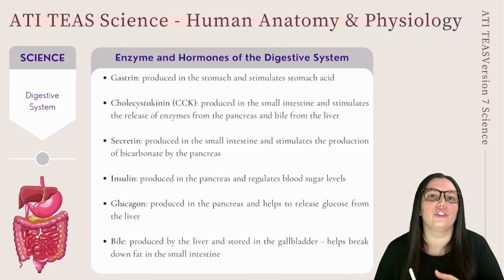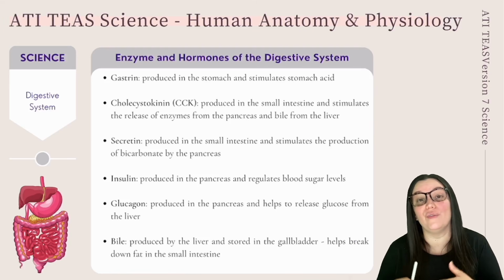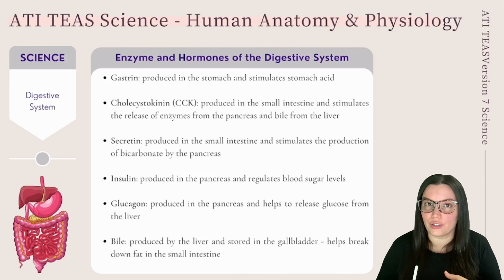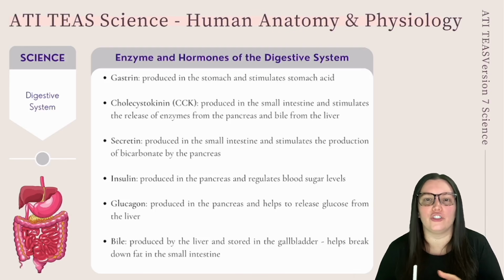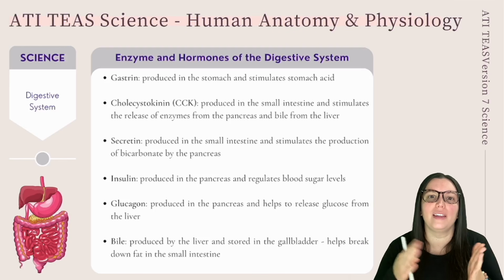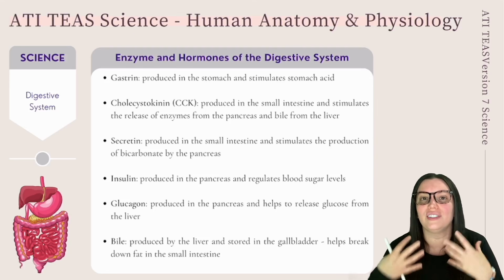Lastly, we're going to take a closer look at the enzymes and hormones that are involved in digestion that you'll need to know for your tests. Number one is gastrin. Gastrin is the hormone that is produced by the stomach and stimulates the production of stomach acid.